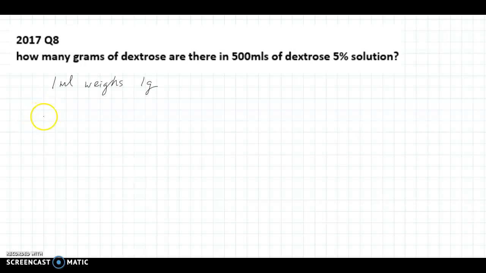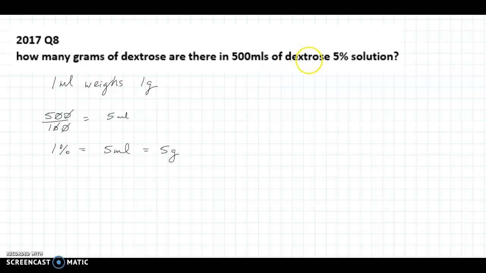So to get 1%, we divide 500 by 100, right? And cancel there and there. We can see 100 divides into 500 5 times. So that's 5 mils. So 1%, we divide it by 100, that gets us 1% of something. 1% equals 5 mils. That's equivalent to 5 grams.